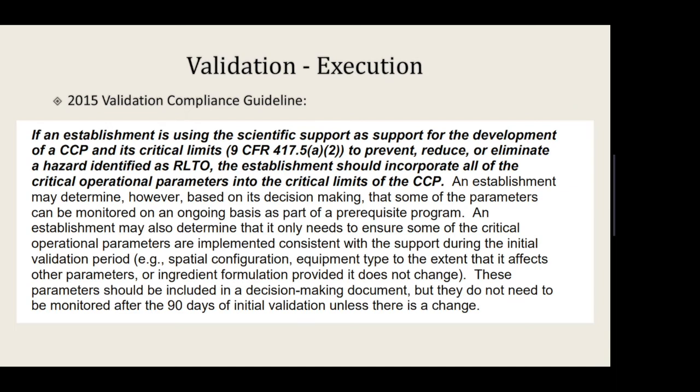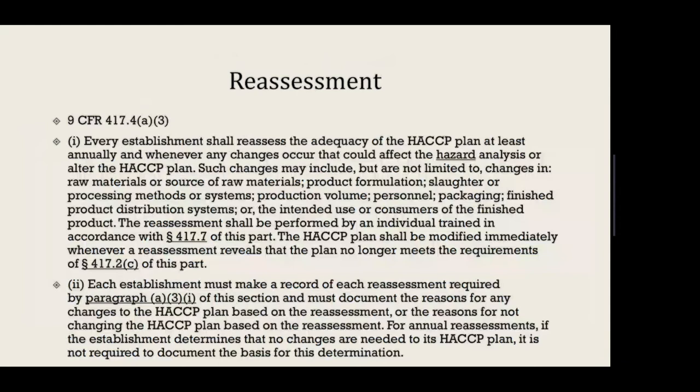Okay, so now that we've discussed validation and its two main components, let's move on to the next steps, which would be a reassessment. As you are updating your support from the 1999 versions of Appendix A or B to a different support, you're actually completing a reassessment at that time.